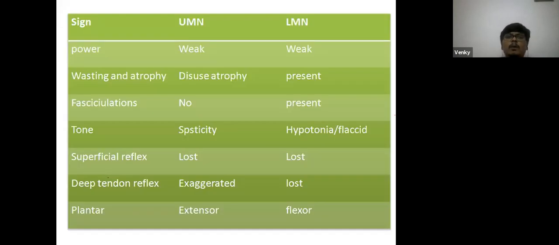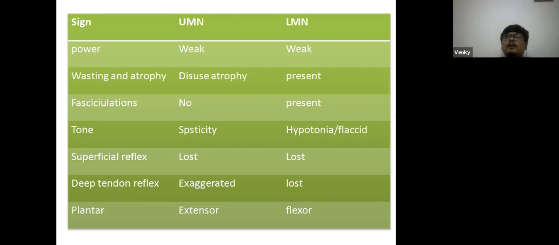Then what is the difference between the upper motor neuron lesion and the lower motor neuron lesion? If you check the power, both upper motor neuron lesion as well as lower motor neuron lesion will have weakness. In upper motor neuron lesion, there won't be any wasting, but diffuse atrophy will be present. What is diffuse atrophy? Suppose the patient is having right hemiplegia, I won't be able to use my right upper limb. Because of this disuse, my muscle gets wasted.